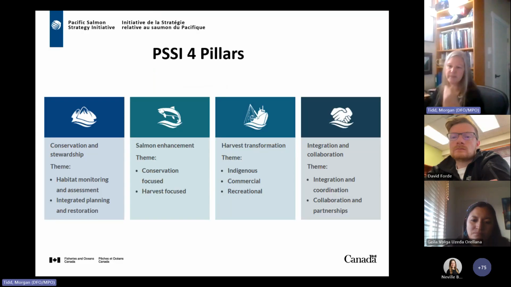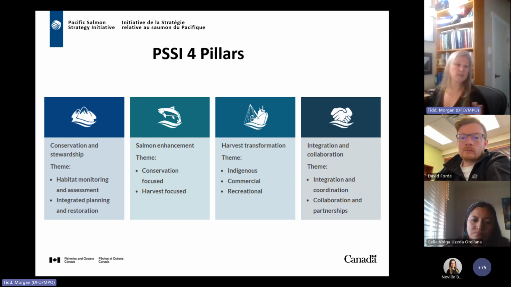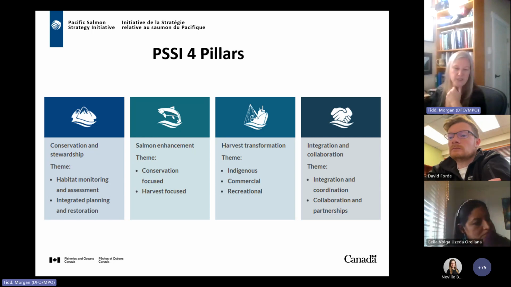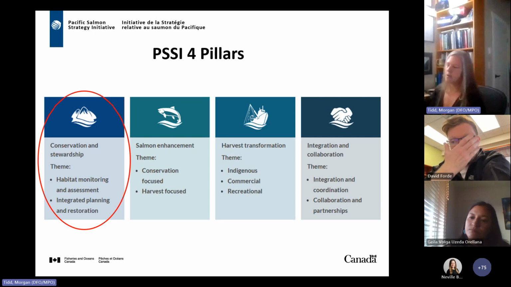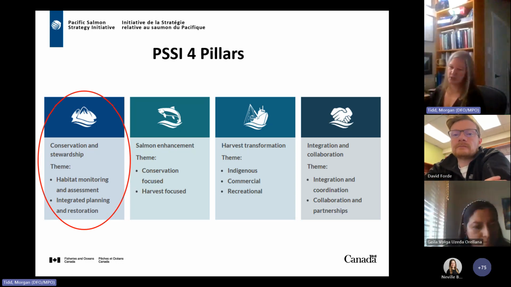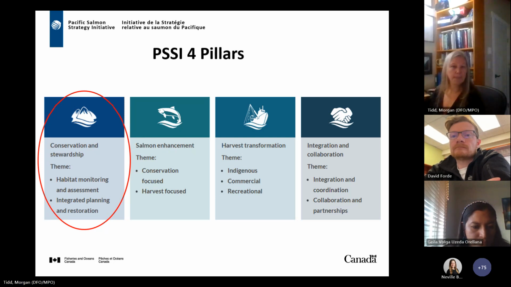The PSSI is a multi-pronged approach that represents an organizing framework for a comprehensive set of activities to address habitat, hatcheries, and harvest-related measures, to implement a series of immediate and long-term measures under 4 pillars: conservation and stewardship, salmon enhancement, harvest transformation, and integration and collaboration. My team falls under the conservation and stewardship pillar, but is only one small piece in the much larger framework of people working to save salmon in the Pacific region.